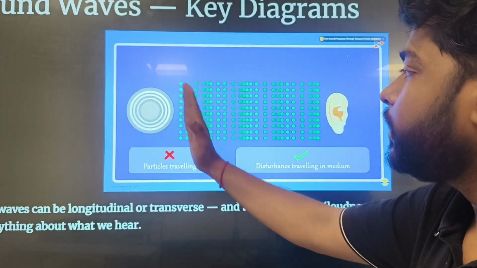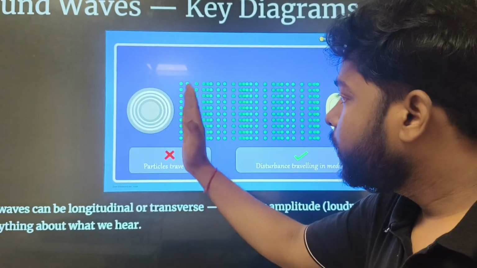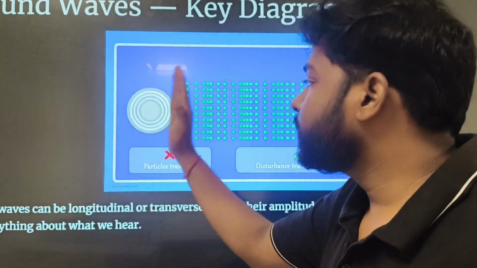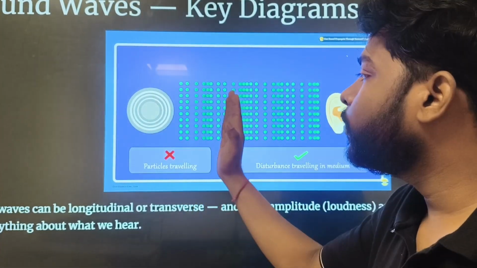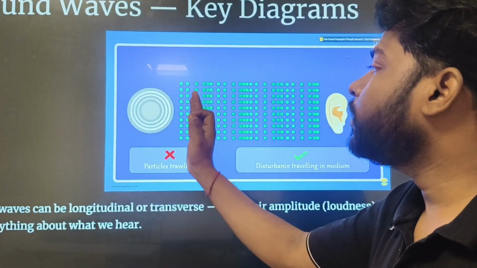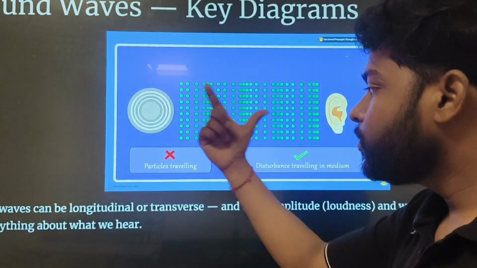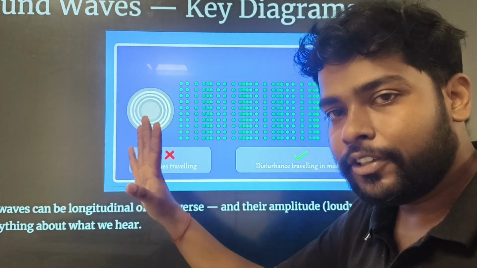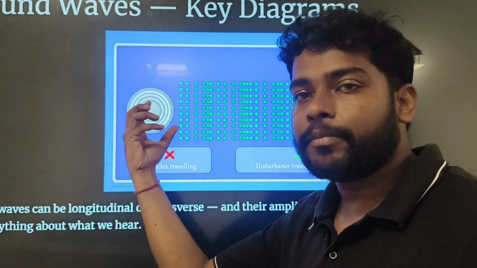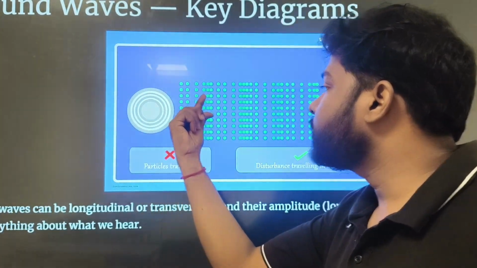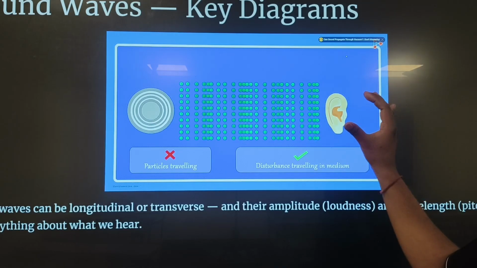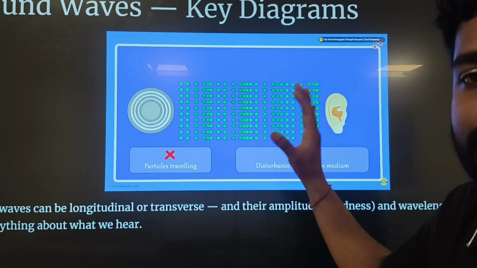The way it started, it was vibrating from its mean position, wherever it was situated earlier. It is just moving from one place to another, but it was not displaced from one place to another. So it is clearly shown that the particles are not traveling. What is traveling? The disturbance. The disturbance which was created from here is propagating from this place, and after that it has settled at that place, which was clearly visible. I hope you have understood how sound propagates.